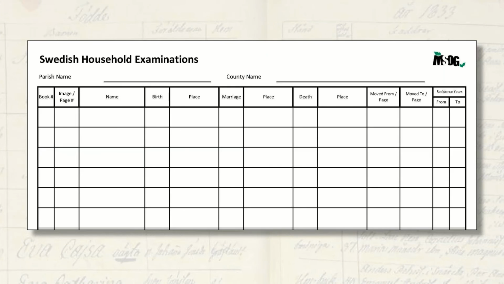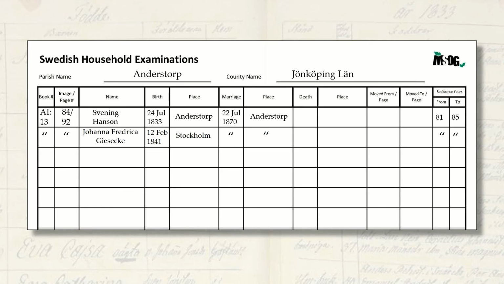These ones are filled in. You'll fill in the parish name and the county, and then you fill in the book name, the page number, name, birth date, place that they were living, the day they got married, the place that they got married, and any other information, and then you fill in the residence years that you're looking at, and then you would fill in the rest of the family as you find them. This would be like writing down the information from a page in a census.